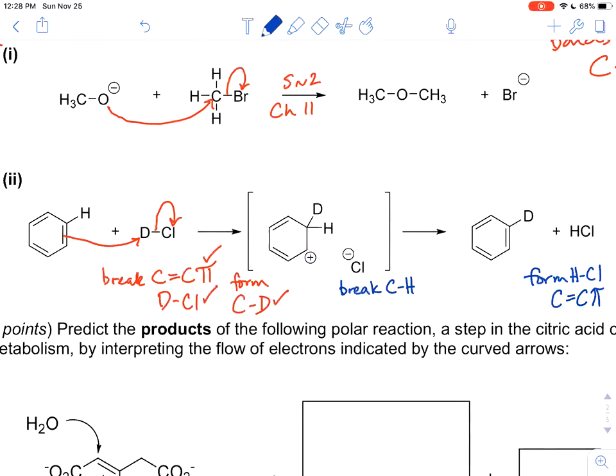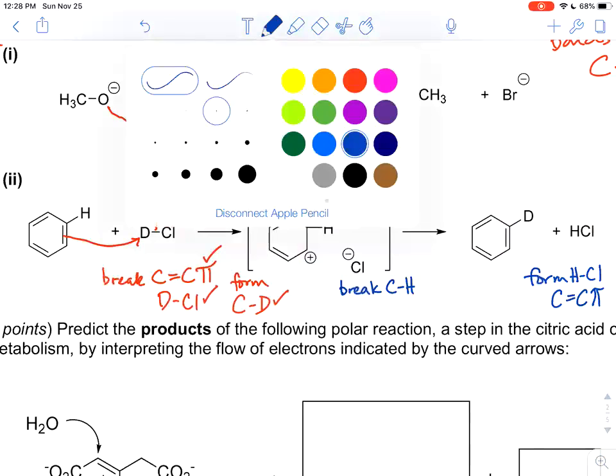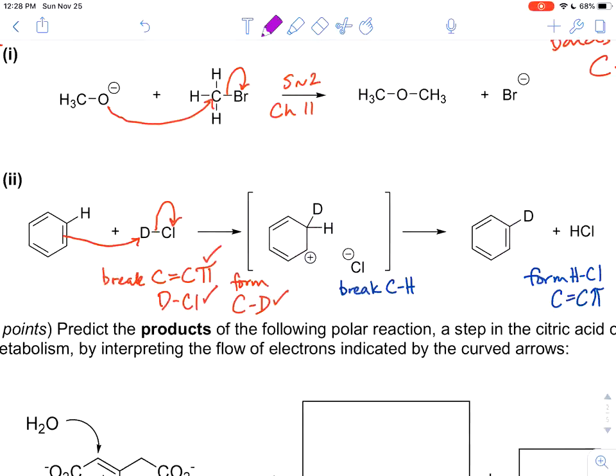Again, we go from electron-rich to electron-poor. We're going to start at the electron-rich, negatively charged chlorine, and we're going to end at the hydrogen. And we knew that once again because we were trying to form a hydrogen-chlorine bond. So we start at the chlorine and end at the hydrogen.